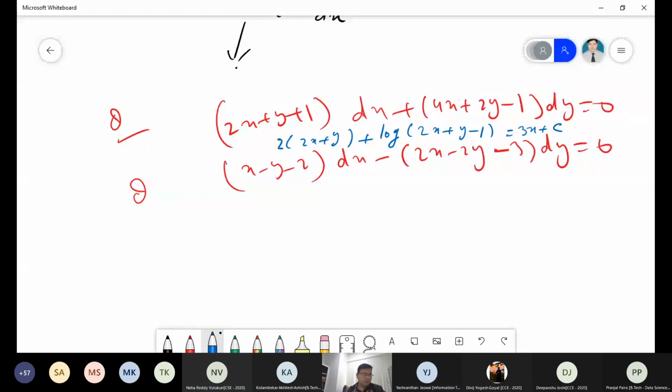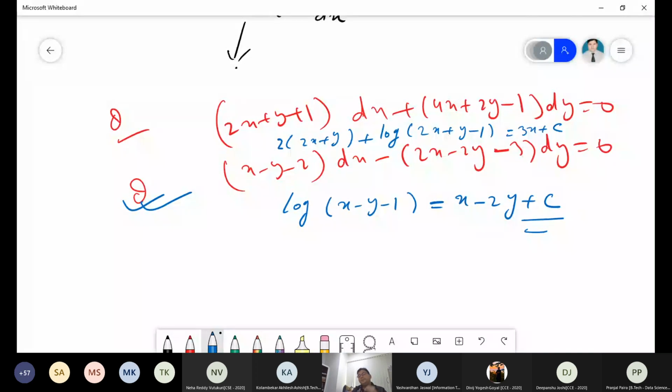Next: (x - y - 2) dx - (2x - 2y - 3) dy equal to 0. So your answer is log of (x - y - 1), and this is equal to x - 2y + c. Isn't it? This is a good question. Have you got this answer now? Yes, sir.